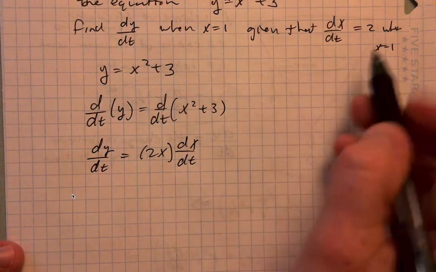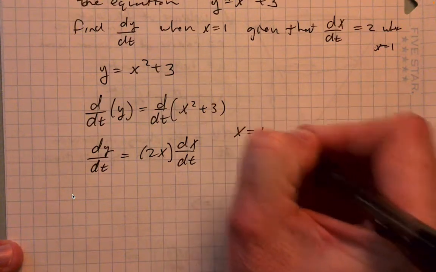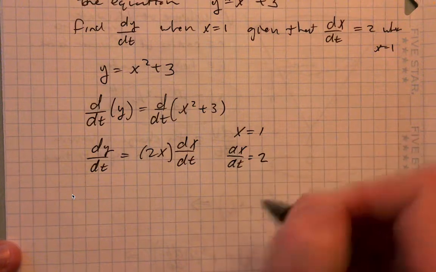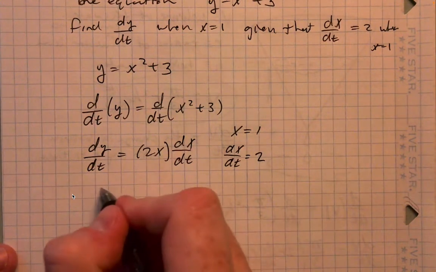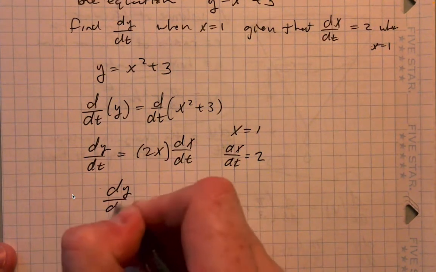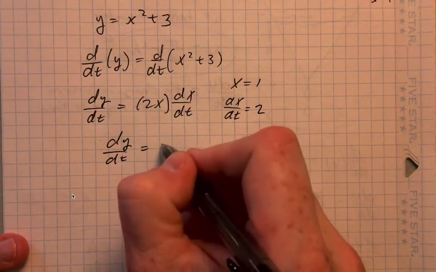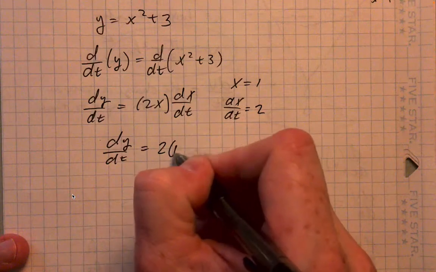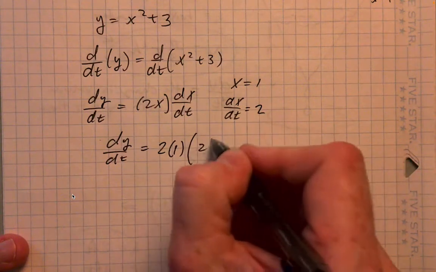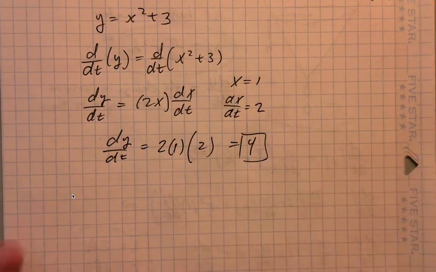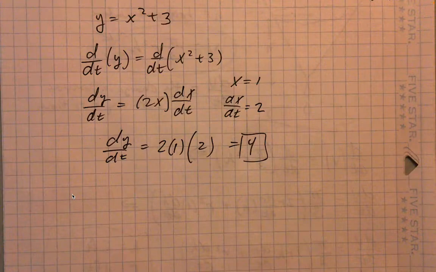And then we've got our values to plug in here. x equals 1, dx/dt equals 2. We're interested in dy/dt. So dy/dt at those values, you can just plug everything in here: 2 times 1 and then times 2, so it's 4. This is a unitless problem, so that's not a problem. Another simple example of this related rates idea.